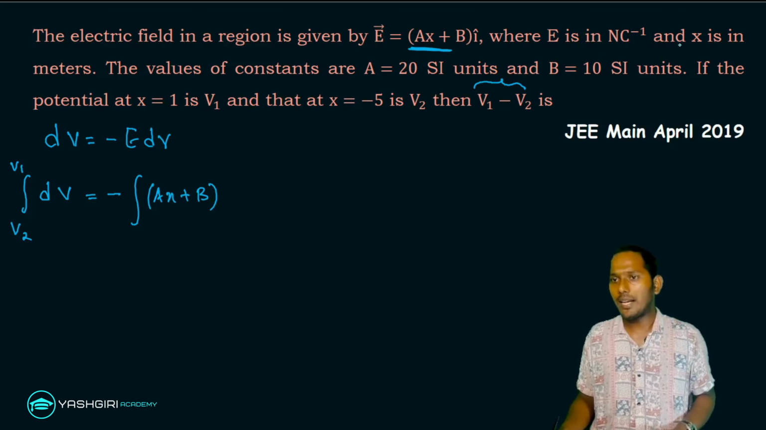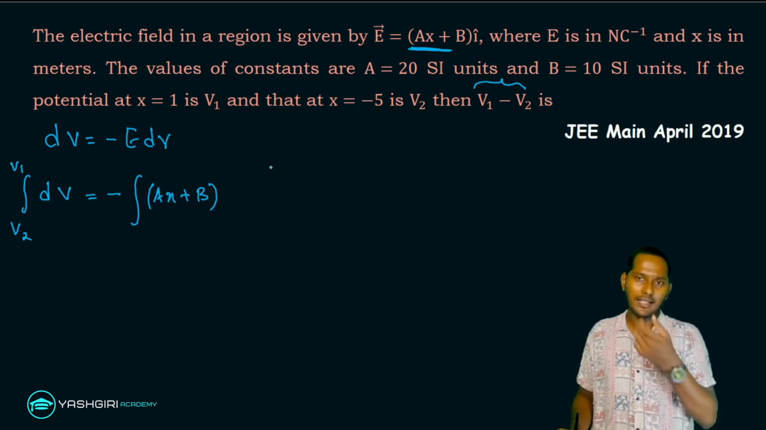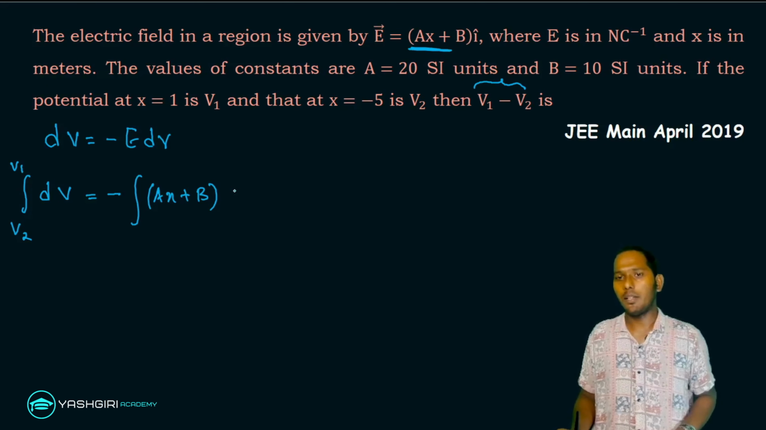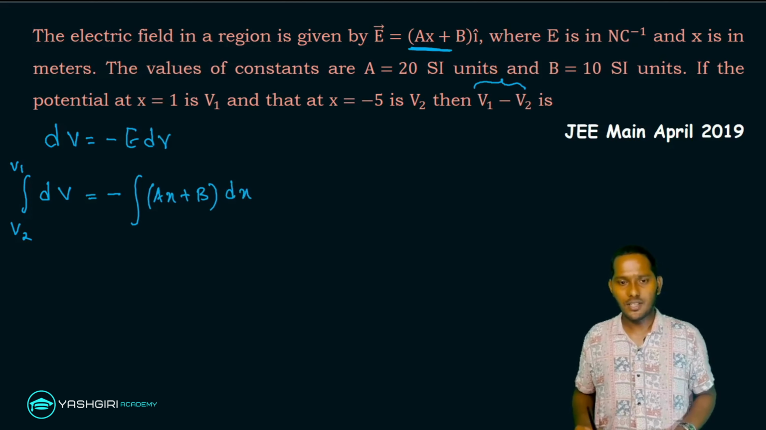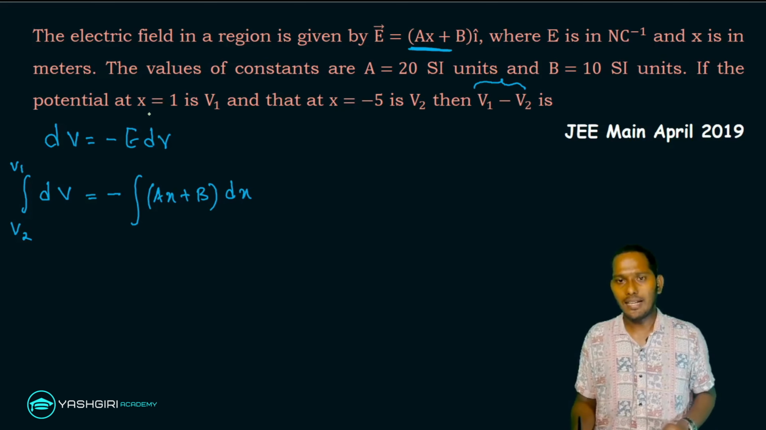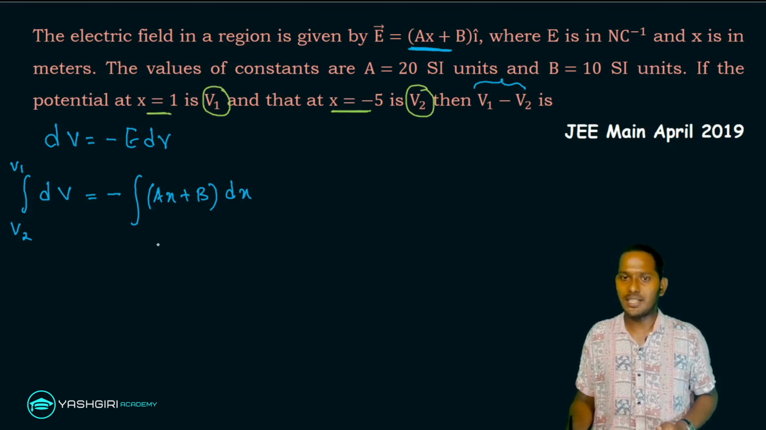So here, X is in meter, right? And that small increment, that small change we are making here is along the x-axis. So this is the dx. And if you just see, students, what will be the limits for here in this case, right? So what has been told, at x is equal to 1, the potential is V1, and at x is equal to minus 5, the potential is V2.